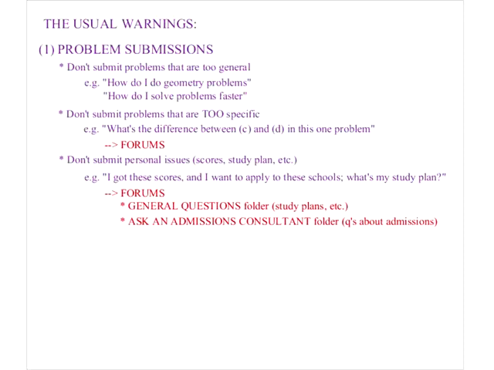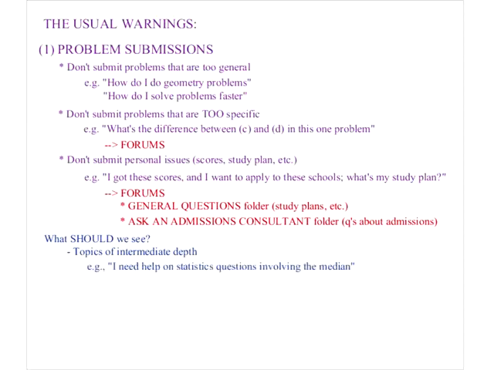So what do we want to see? Here's the list of what we don't want to see. What should we see? Basically two things. The first thing is we want to see topics of intermediate depth. For instance, one of today's submissions that we picked to look at is, I need help on statistics questions involving the median. That's a topic of intermediate depth, meaning this is not so general that it would be ridiculous. If you just said word problems, that's like 20 hours worth of stuff. But statistics problems involving the median is a nice topic for the study hall because it's narrow enough for a study hall, but still broad enough to encompass a few different points.